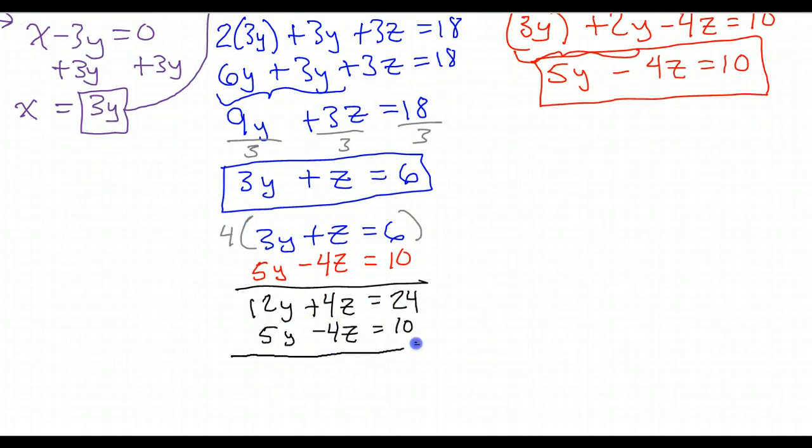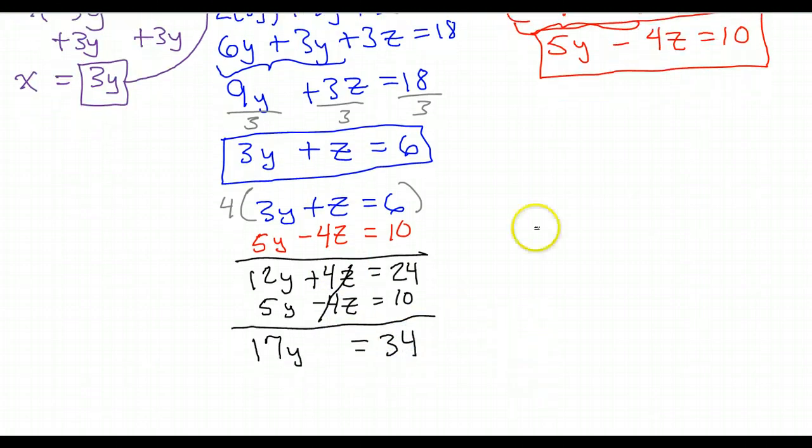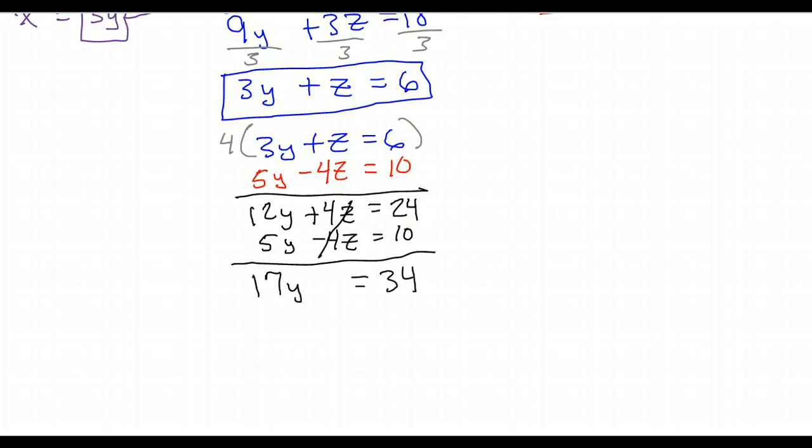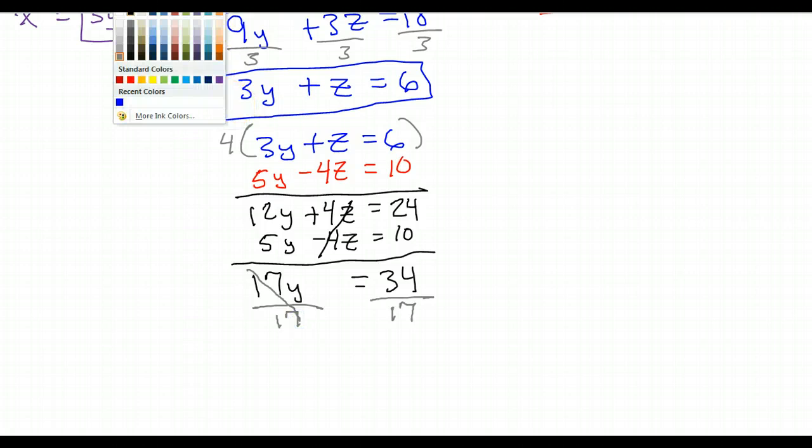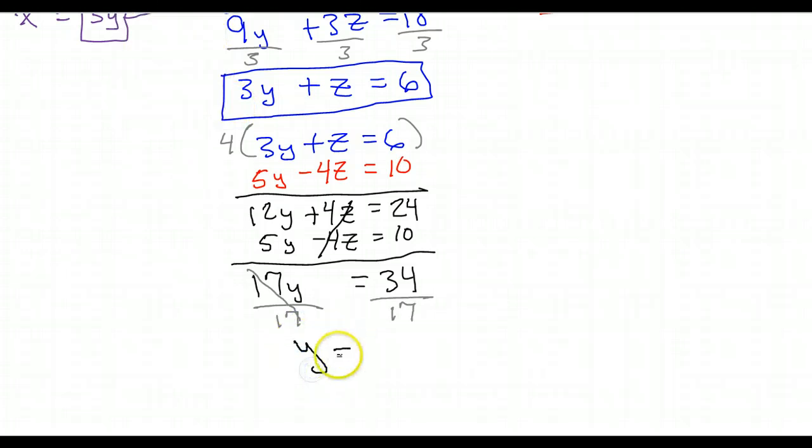Okay? So if I put these together, that's going to be 17y. These are gone. And that's going to equal 34. Alright? Now I can divide by 17. So dividing by 17 on both sides, that's going to give me y equals 2. Alright, so y equals 2. That's one of my answers.